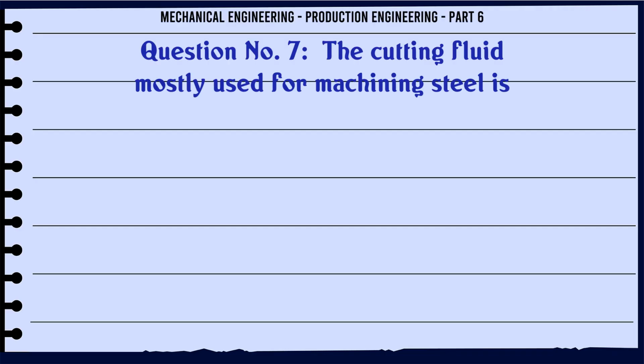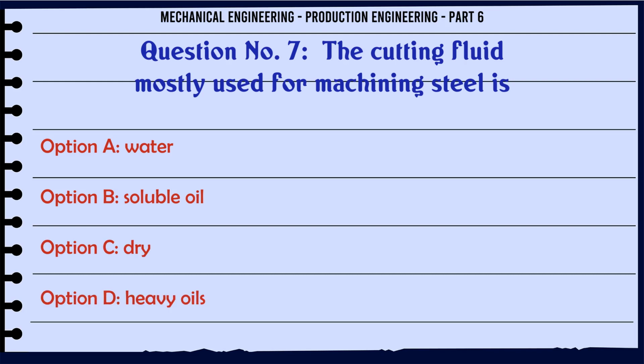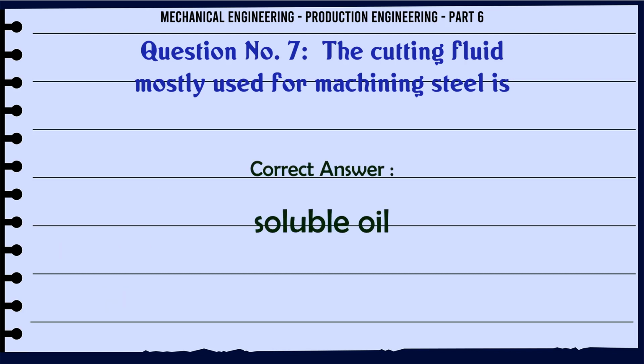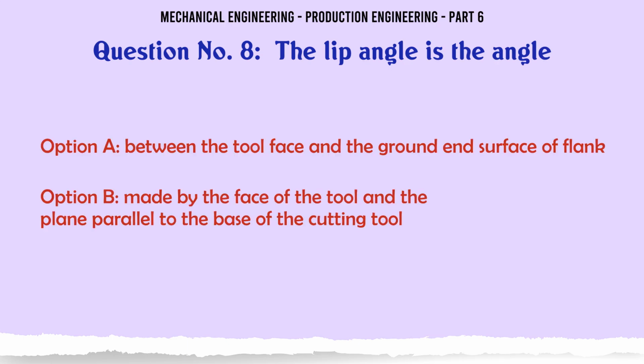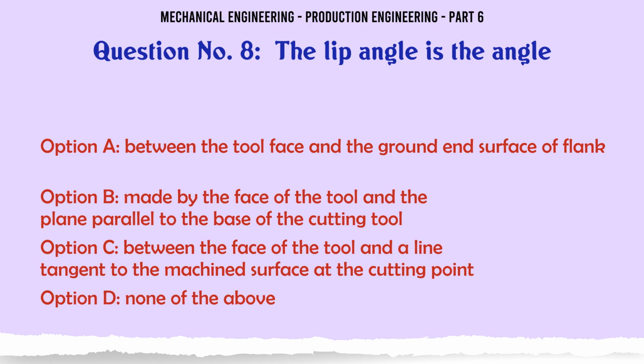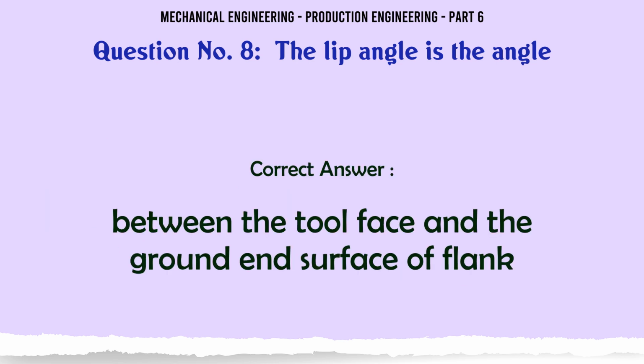The cutting fluid mostly used for machining steel is A. Water. B. Soluble oil. C. Dry. D. Heavy oils. The correct answer is soluble oil. The lip angle is the angle A. between the tool face and the ground end surface of flank. B. made by the face of the tool and the plane parallel to the base of the cutting tool. C. between the face of the tool and a line tangent to the machined surface at the cutting point. D. None of the above. The correct answer is between the tool face and the ground end surface of flank.